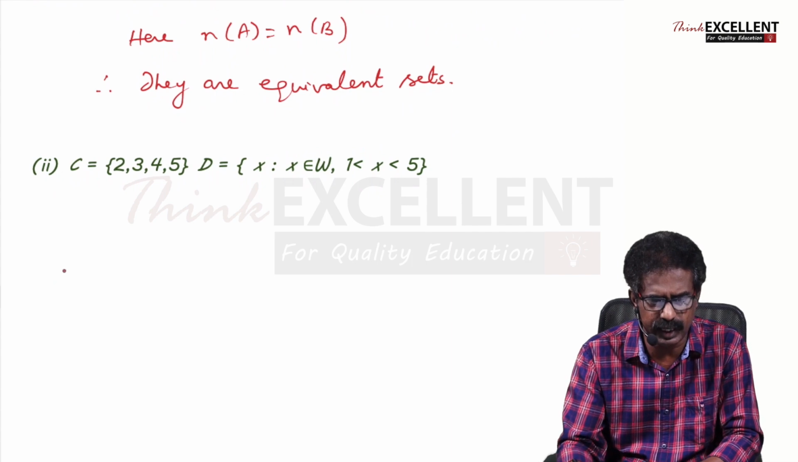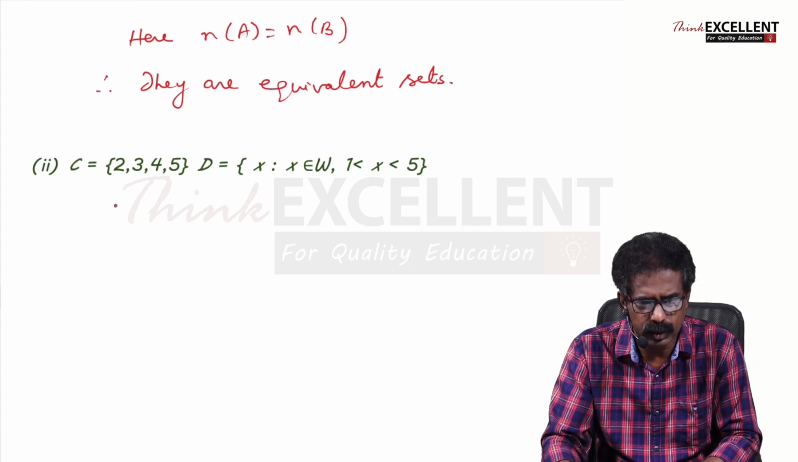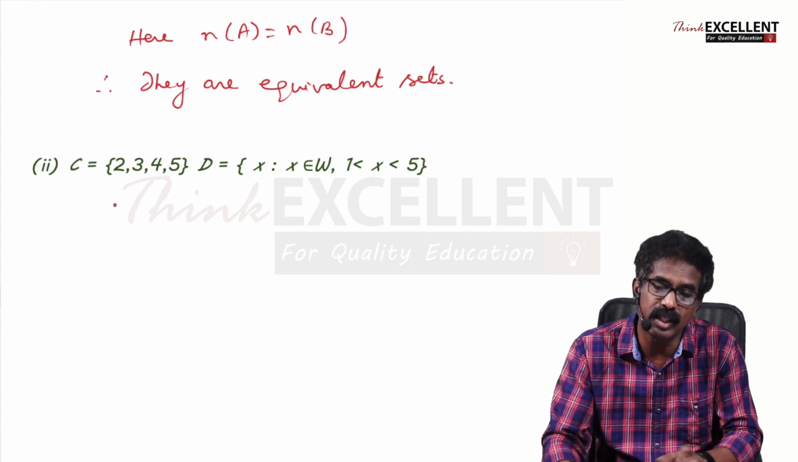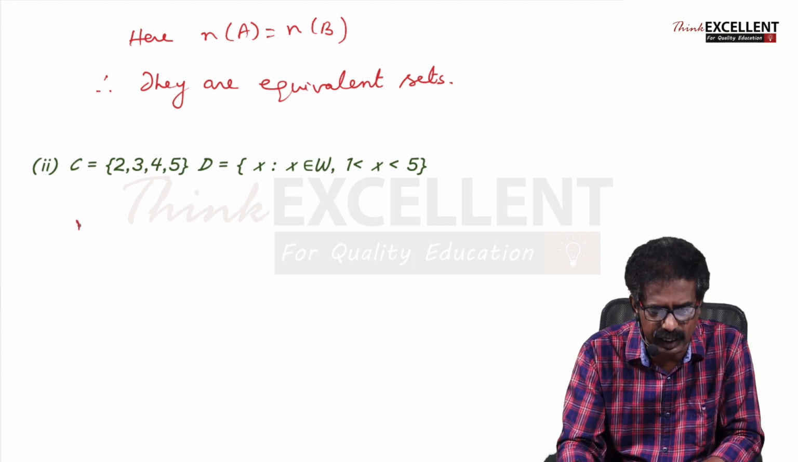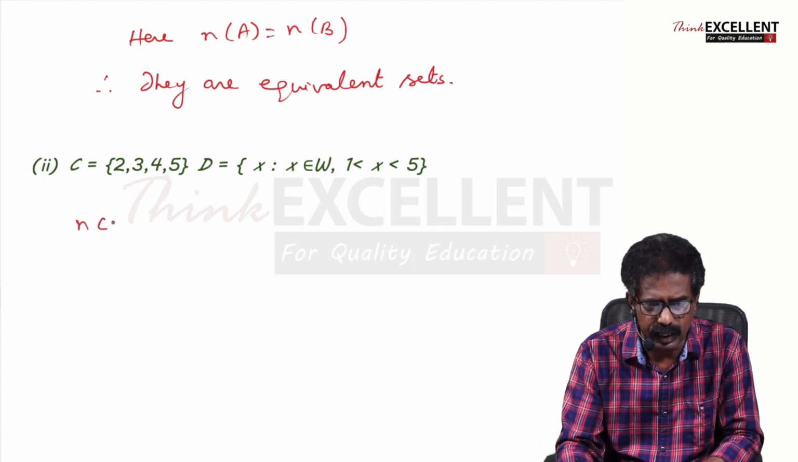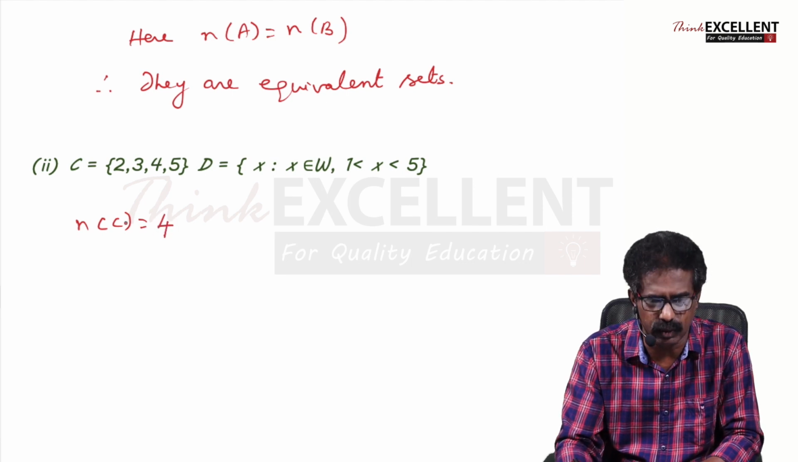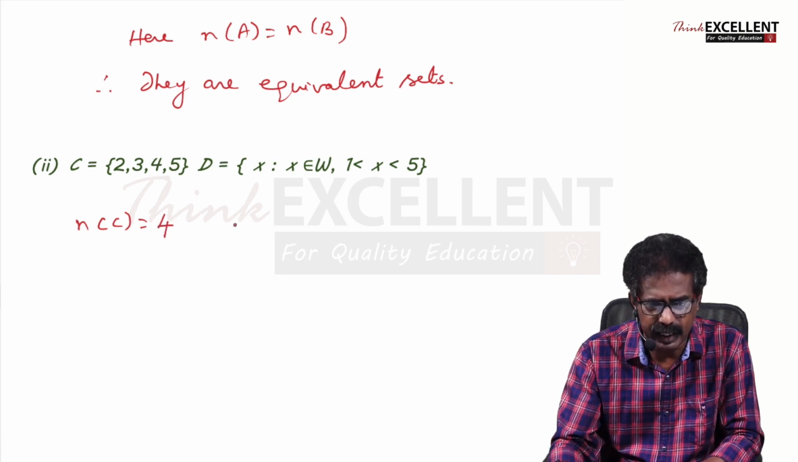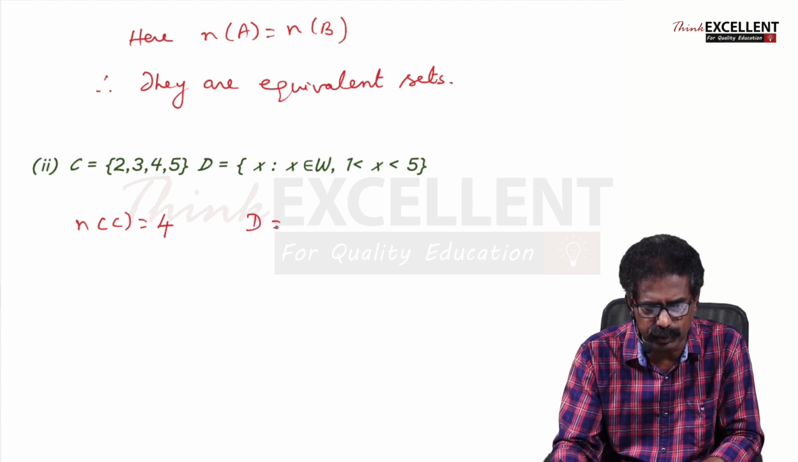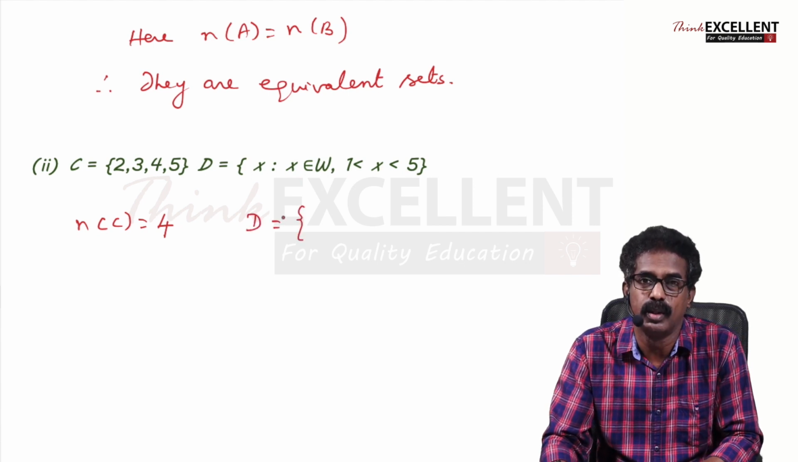Second subdivision, C equal to 2, 3, 4, 5. It is given in roster form, so straight away you can say N of C is equal to 4 elements, so you take 4. N of C equal to 4. D, it is given in set builder form, so change it into roster form.